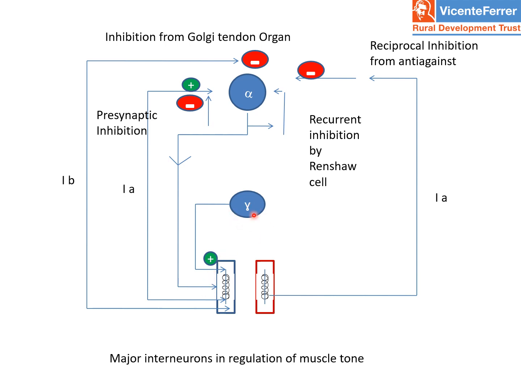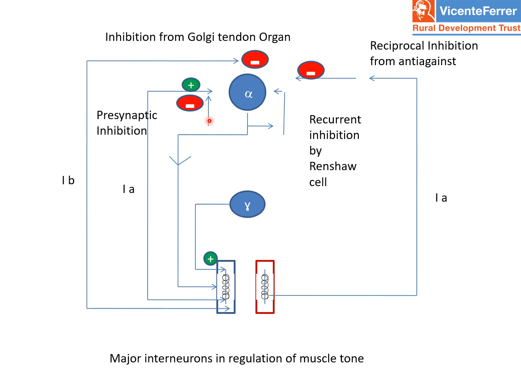So once again, once these gamma fibers are activated, the ends of the muscle spindles will be contracted so that the central portions of the muscle spindles will be stretched, thereby activating these 1A fibers, which enter the spinal cord through the dorsal horn and activate this alpha motor neuron. Thereby, this alpha motor neuron stimulates the extrafusal fibers and helps in muscle contraction.